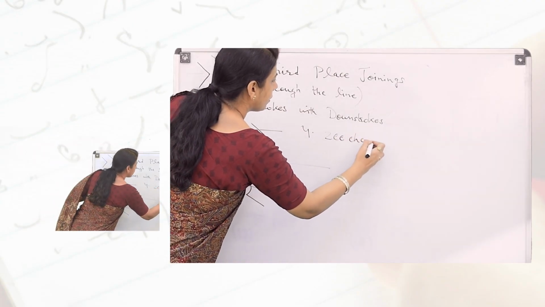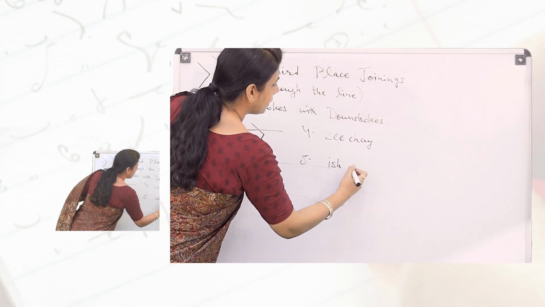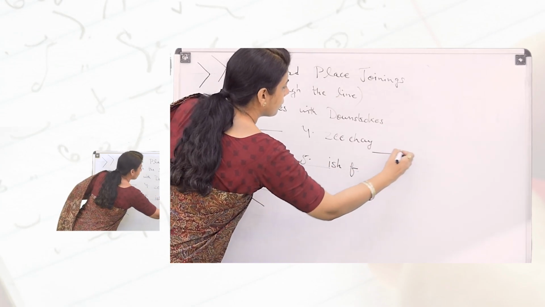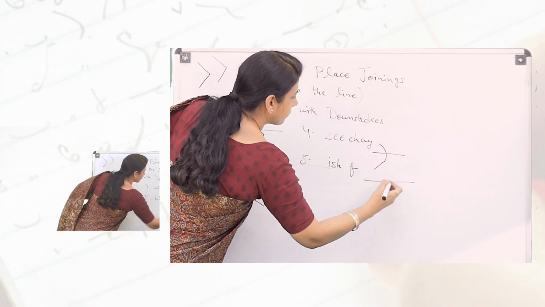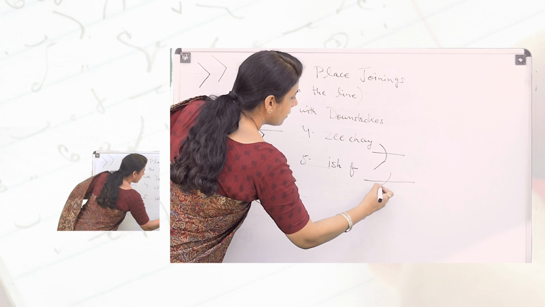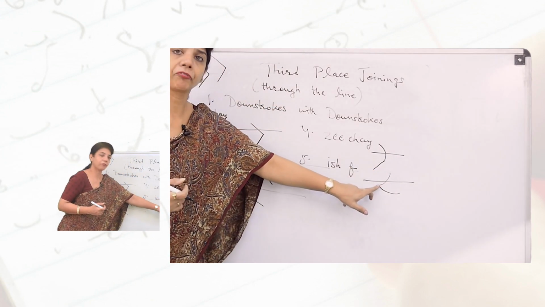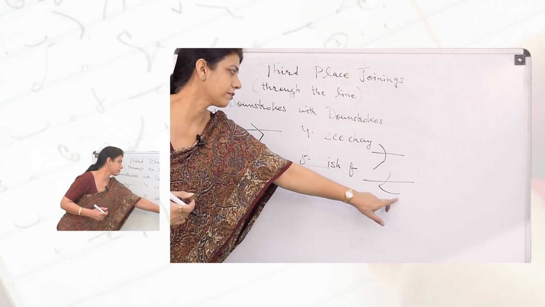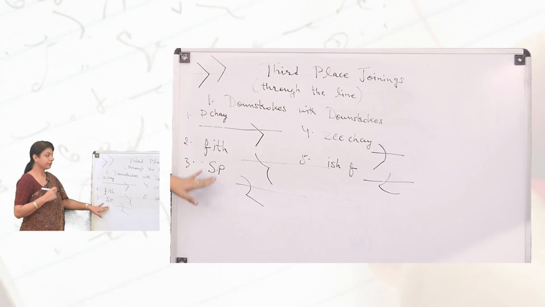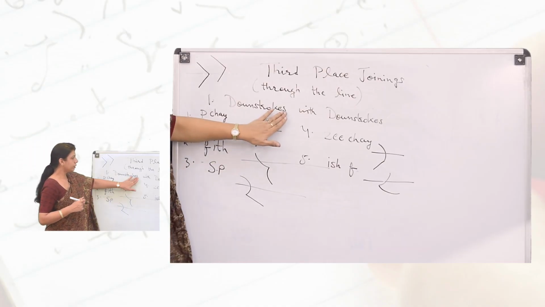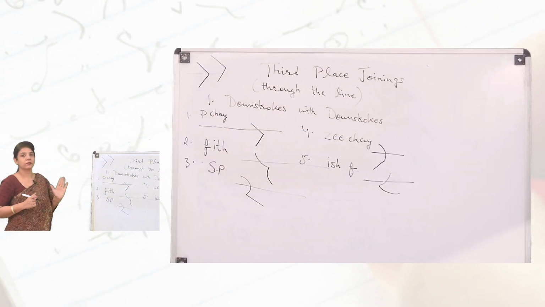Z, che. Ish, F. Z through the line and then che. Ish through the line and then F. Now ish is right to left, but F is left to right. So the first consonant is through the line in all the combinations. So this is what we mean by a joining of a downstroke with another downstroke at third place.